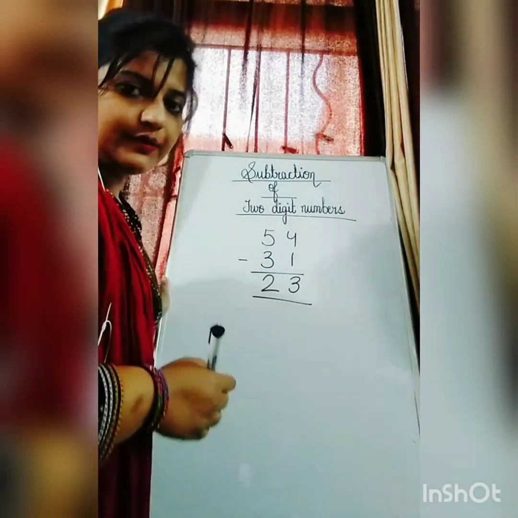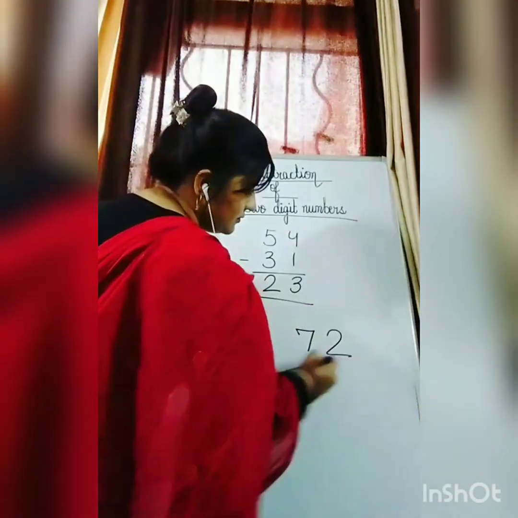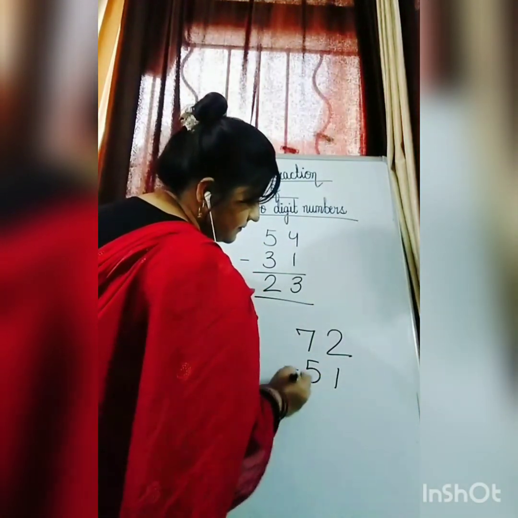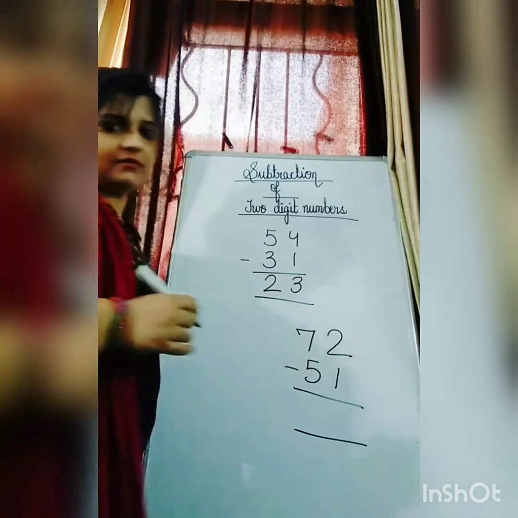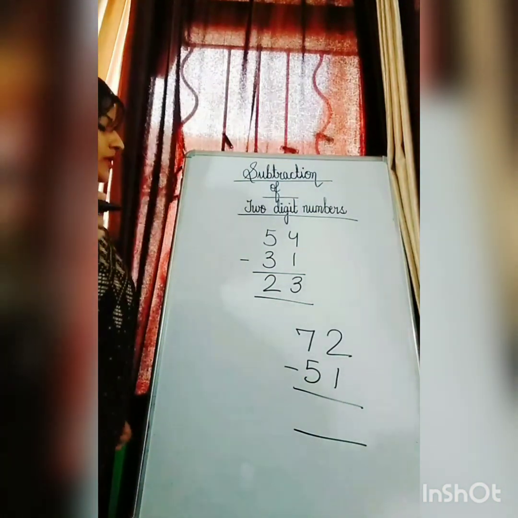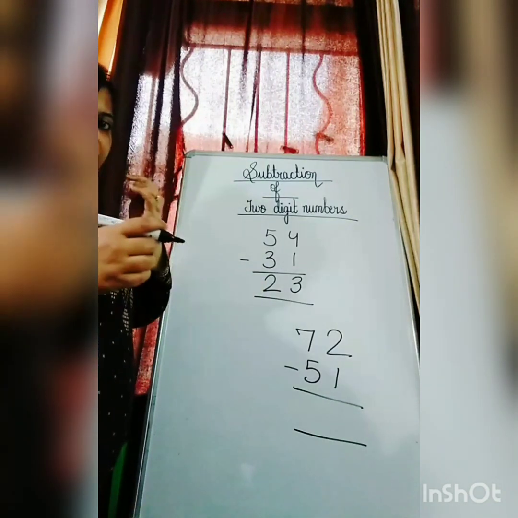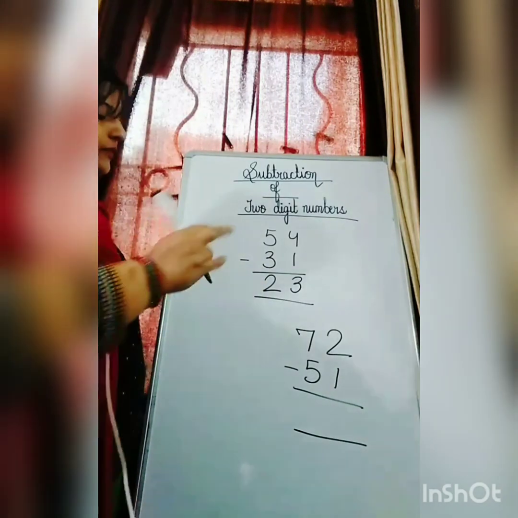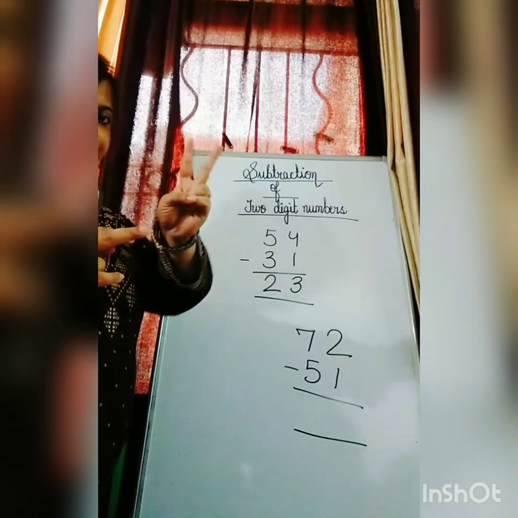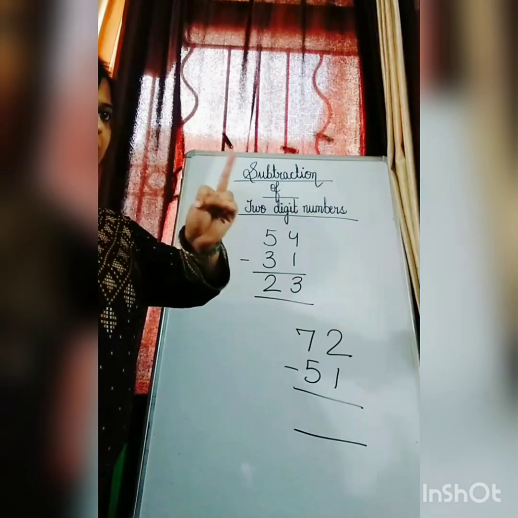Same way again I can give you 72, 51. Alright? 72 and 51. I hope you can see it. In this, what you're going to do, you will take out 2 fingers. 2 fingers, I'm taking it out. And from 2, I'm going to cut 1. What am I left with? 1.